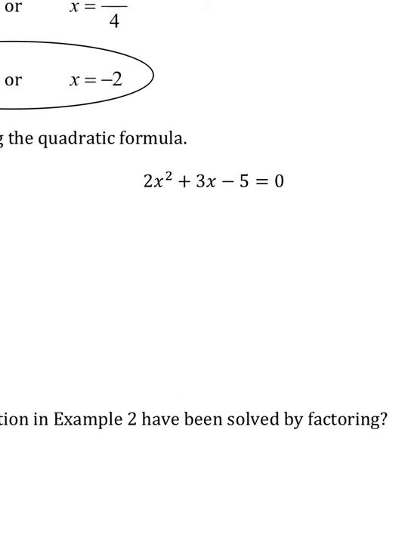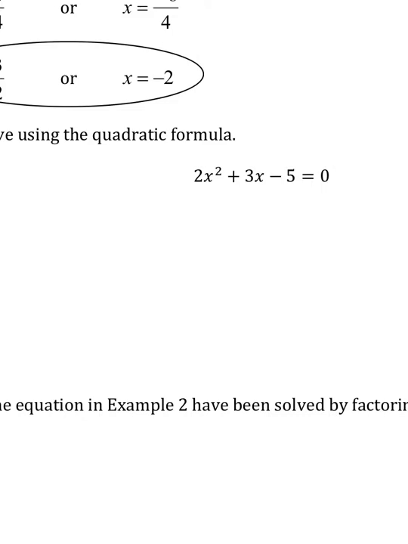We've got 2x squared plus 3x minus 5. Okay. What's our a value? A is 2, yeah. So our a is 2. And what's our b? 3. And our c is negative 5.